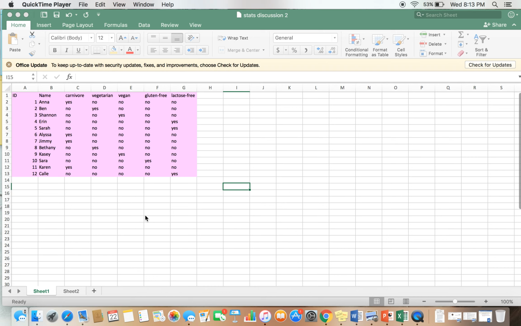Hi, so this is my statistics discussion 2 post. And so for my rectangular data set, I decided to create a data set based on my friends' dietary preferences.